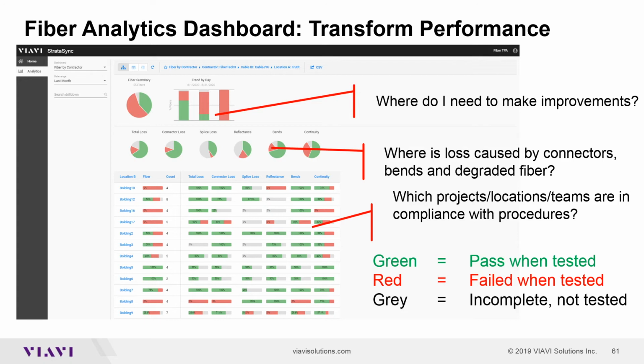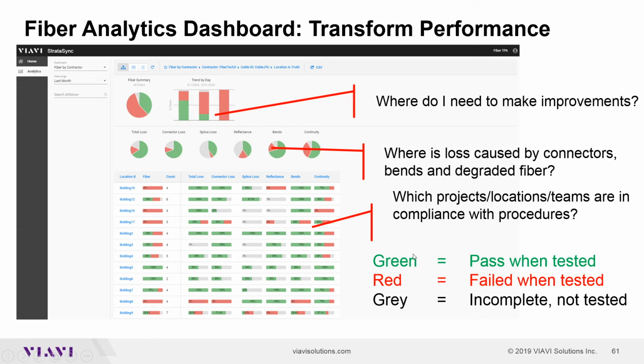We can see trends by day so that we can see if a particular team is falling down on their job or struggling with some sort of an issue. And then we can see our KPIs: total loss, connector loss, splice loss, reflectance, bends, and continuity. And then we can see those specific features for individual fibers. And this happens to be from location B because we're doing bidirectional testing when we do construction so that we can determine what our upstream and downstream loss and KPIs are.